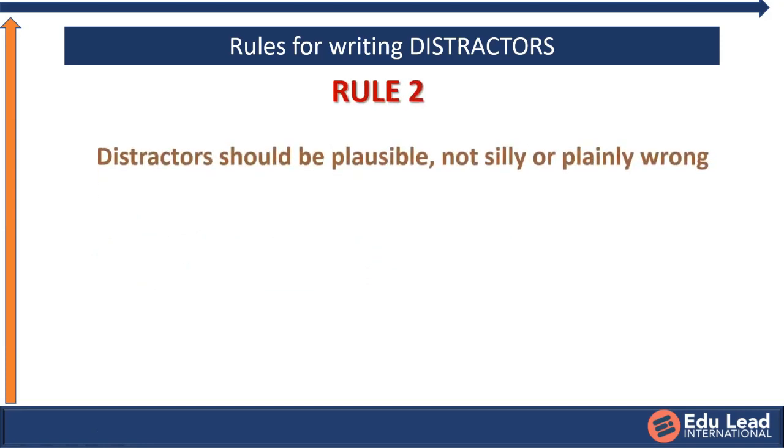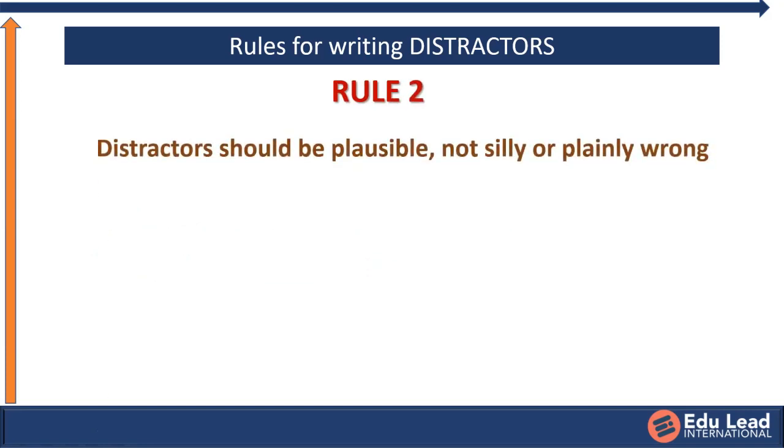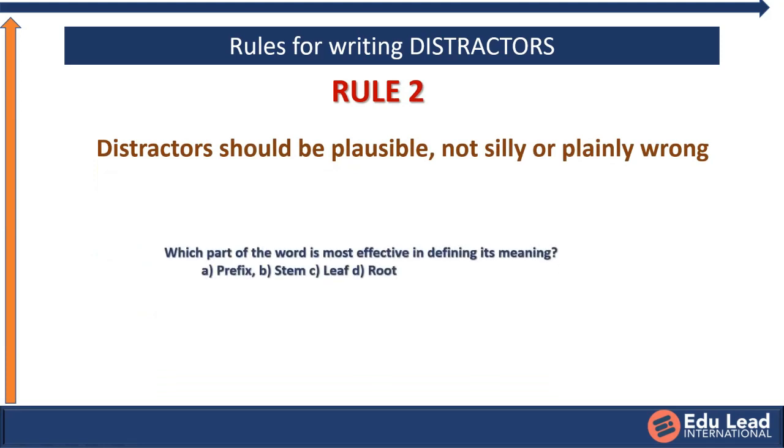Rule number 2 is that distractors should be plausible, believable. They shouldn't be just silly or plainly wrong. For example, which part of the word is most effective in defining its meaning? If you're giving options like prefix, stem, leaf, root, you will find that stem and leaf can be easily dismissed. They are silly distractors, right? So we should see that when we are writing the distractors, they are believable.